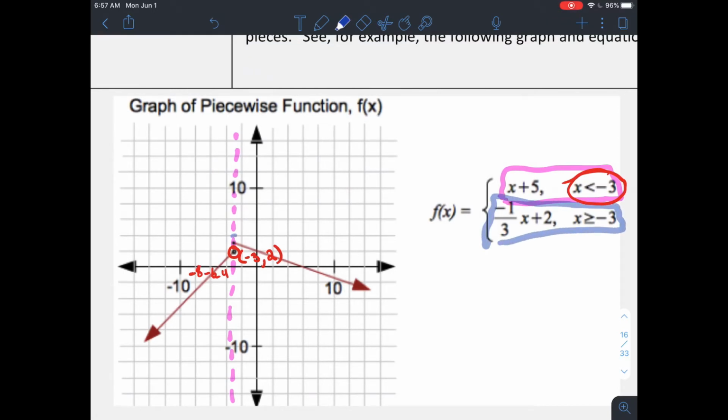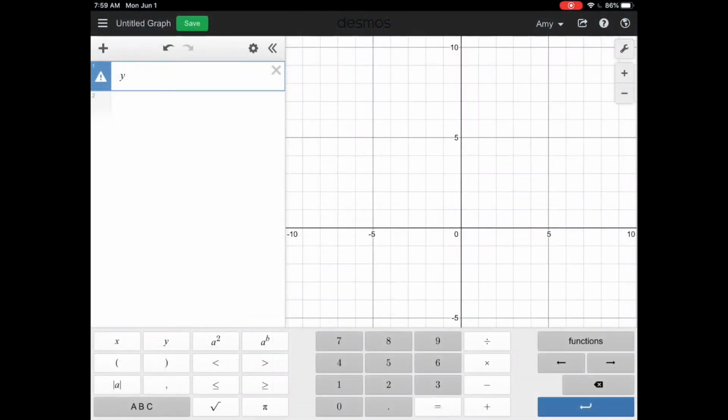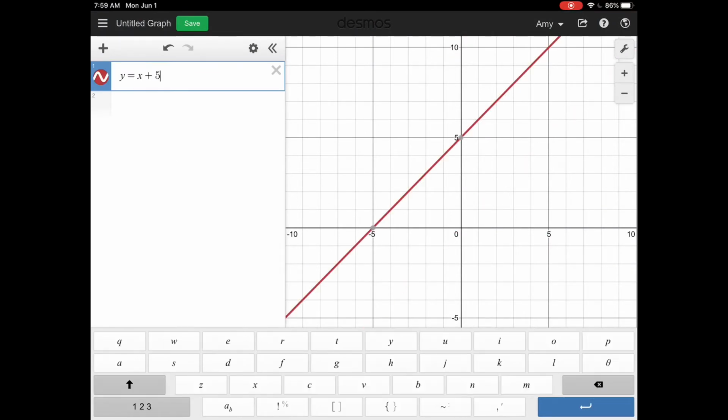The second piece is similarly just a section of a regular linear function, but this one has x values greater than or equal to -3. We're going to graph by hand and using Desmos on these. I want you to be able to do it both ways.